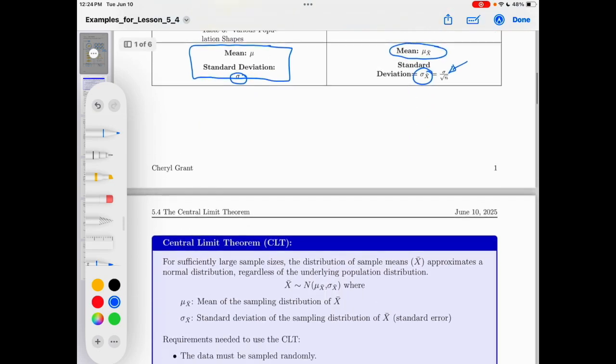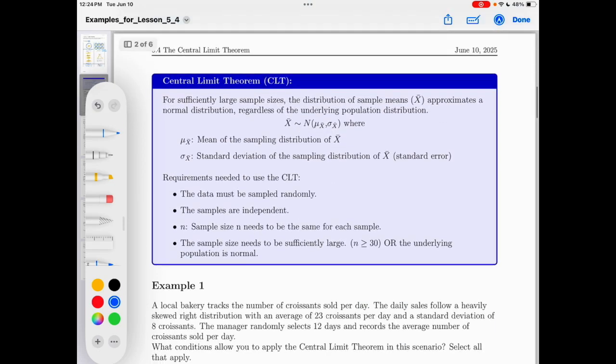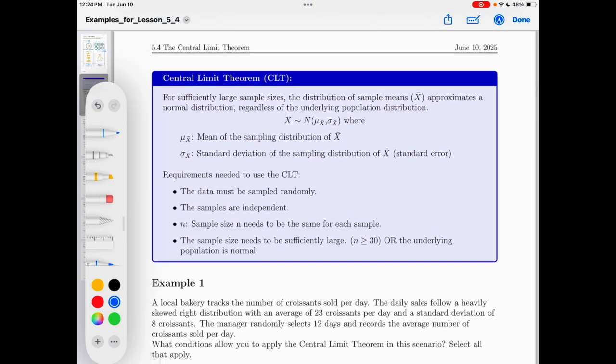All right, so let's look at the central limit theorem so we know what requirements we need in order to use this. For sufficiently large sample sizes, the distribution of the sample means approximates a normal distribution regardless of the underlying population distribution. So again, I'm going to stress this over and over again. You're probably going to get sick of hearing me say this, but it's important that it sinks in.